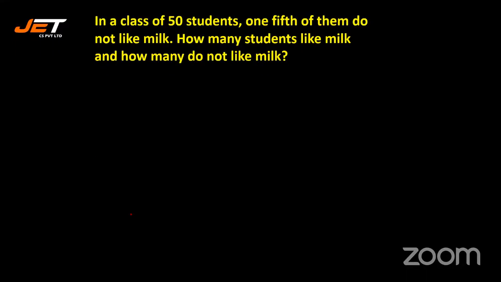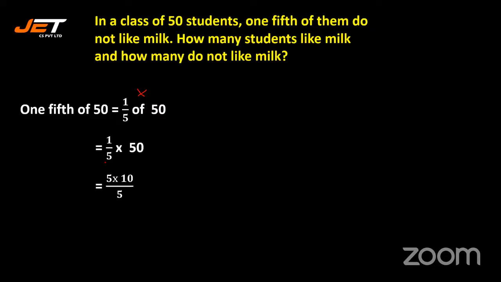Okay. So here, if I talk about 1/5 of 50 students who do not like milk, so 1/5 of, do you remember this of? Of means times, multiply. So 1 by 5 times 50. 1 time 50 is 50 and 5 in the denominator. 50 divided by 5 is 10. Or you can write 50 as 5 times 10. In the denominator, it's 5. So 5 and 5 cancel. 10 is the answer. That means 10 students do not like milk.